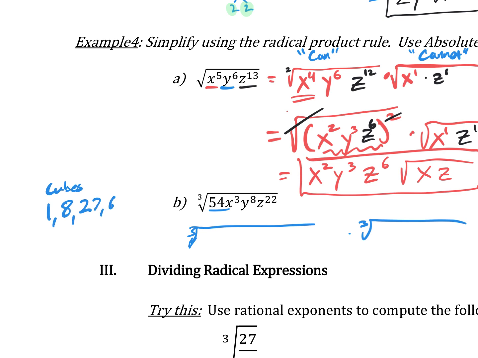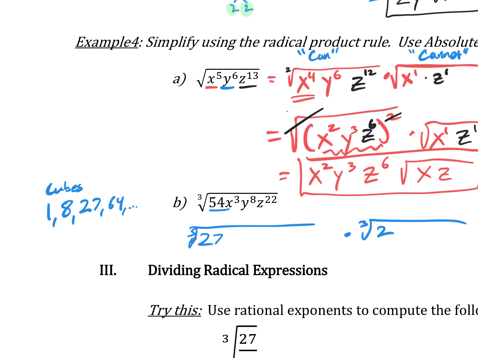And 4 to the third power is 64. And that's enough. Do any of these multiply into 54? Does 8 go into 54? No, it does not. Does 27? I think it does. 27 times 2 is 54. So we can cube root 27. That's something we can cube root, but we can't cube root 2. 27 times 2 is 54.